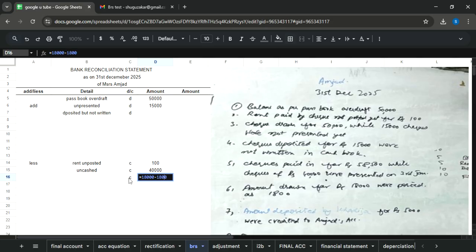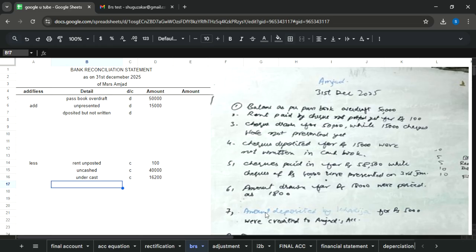So this difference would be written over here. And finally, what you have done, you may call it undercast or any other sentence or word, if you want to choose, you can.